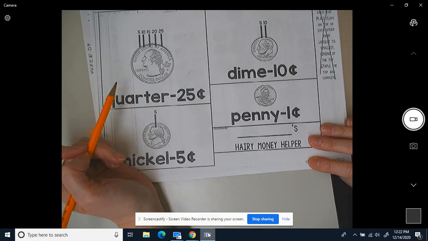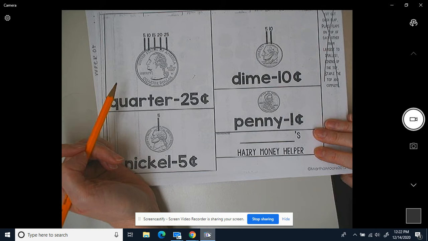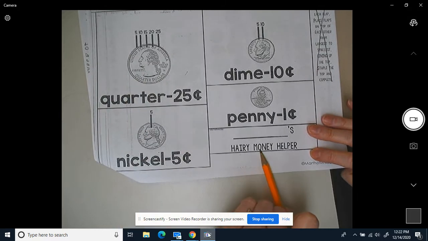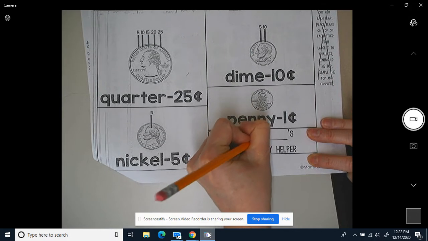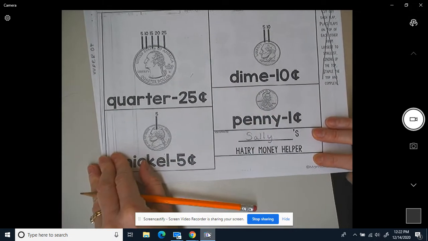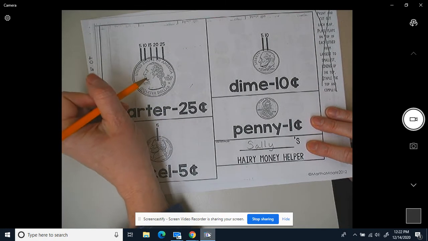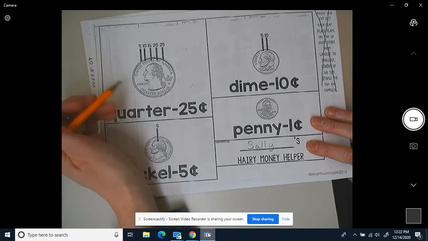I'm going to teach you a coin counting strategy that's called Hairy Money. Yes, I know that sounds really silly, Hairy Money. And this is your Hairy Money helper. That's where you would put your name if you want to. Like I would say this is Sally's Hairy Money helper. And we're going to say that every coin except for a penny has hair on it.